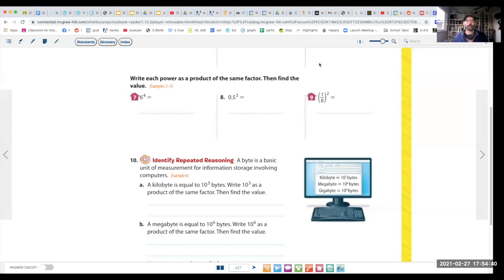All right, so now on 7, 8, and 9, they want you to actually multiply it out to find the answer. Got it? So here we have 6 to the 4th power. So that means this is going to be, so you should write it out first, 6 times 6 times 6 times 6.